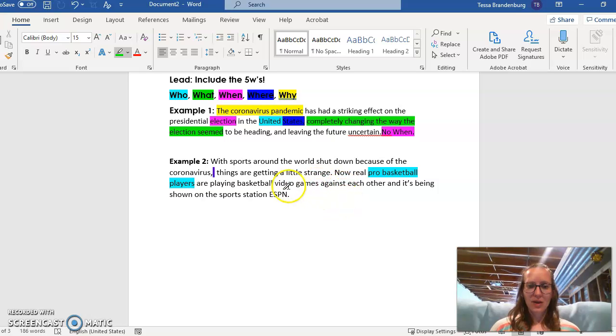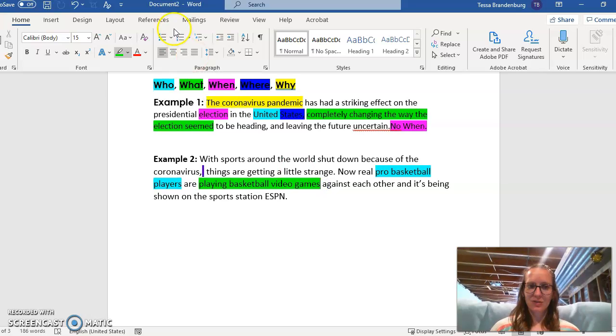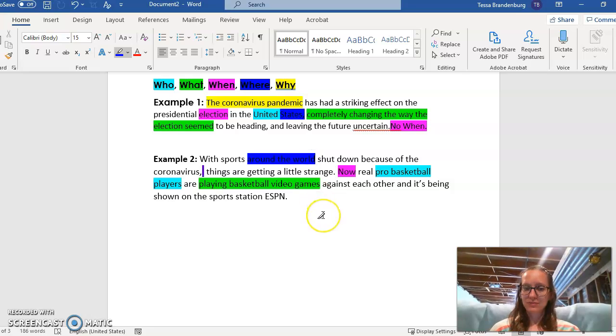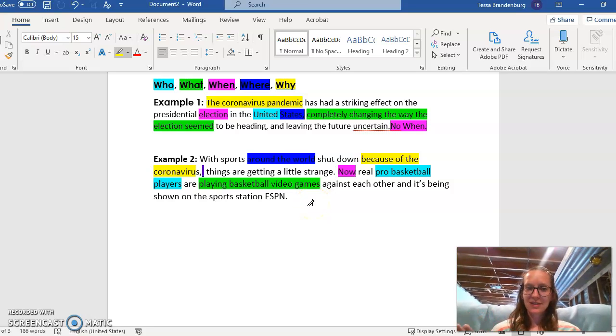So that's pretty cool. So what is happening? So they are playing basketball video games, right? That's what they're doing. And when are they doing this? Now. That's pretty descriptive, right? It tells you when that's happening. And then where are they? They're around the world, right? And then why are they playing it? Oh, look, because of the coronavirus. This is a really good example.